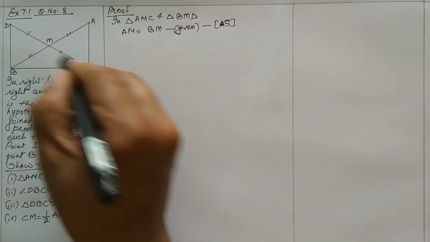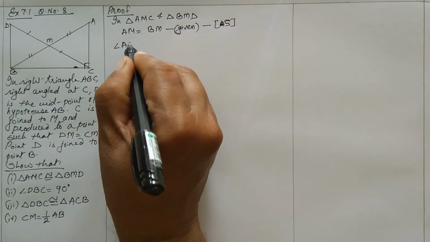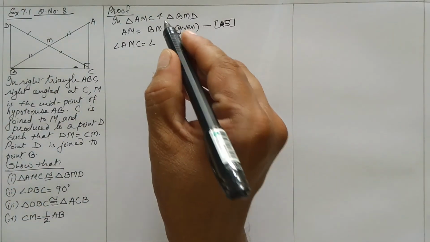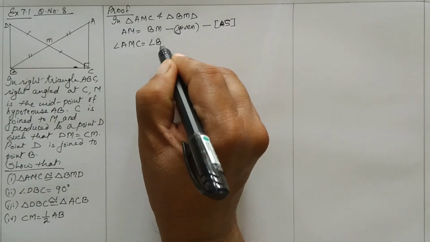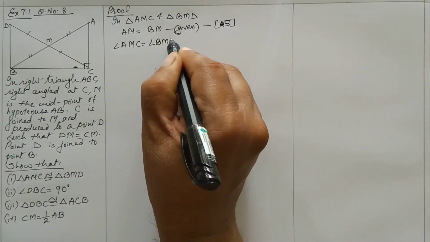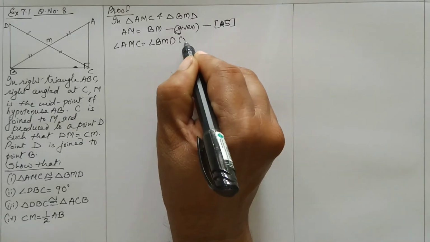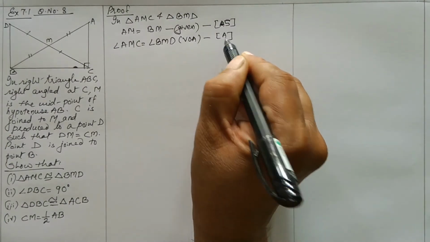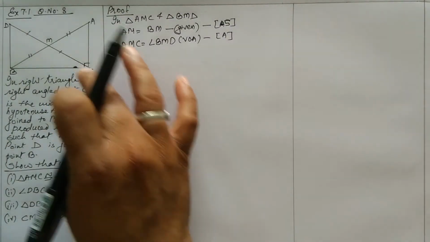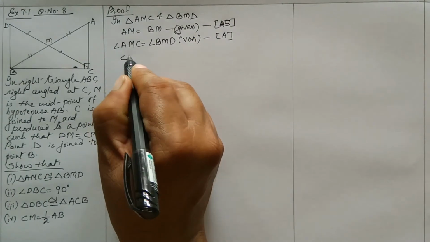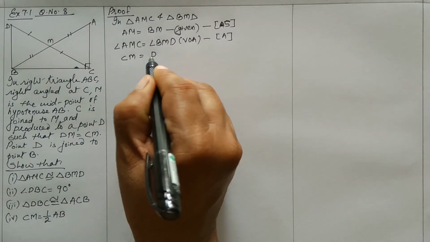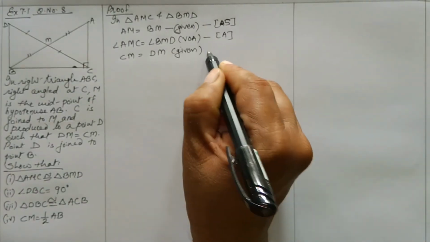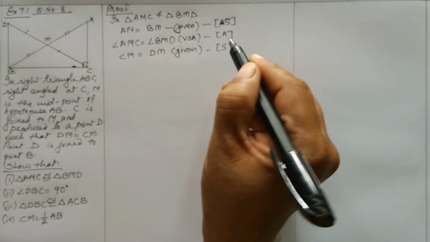Then angle AMC is equal to angle BMD, sorry, BMD. Reason: vertically opposite angles. So this is one pair of corresponding angles. Then CM is equal to DM. CM is equal to DM. This is also given. So this is one pair of corresponding sides.